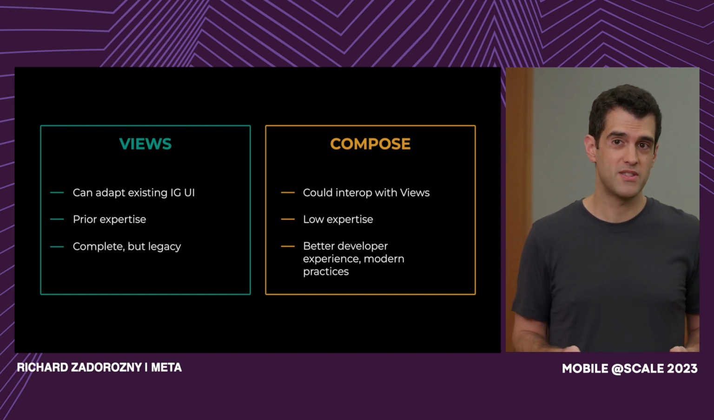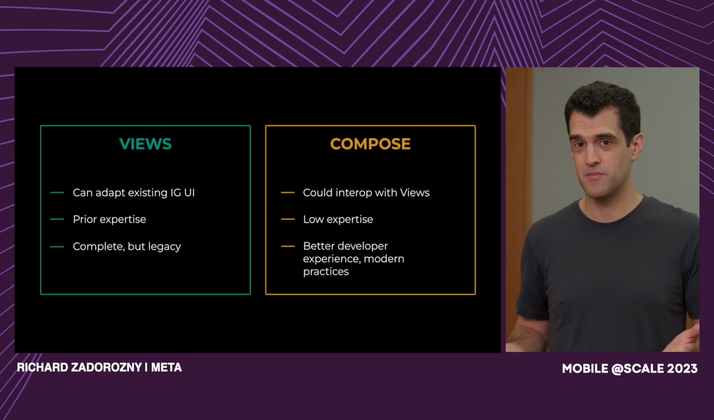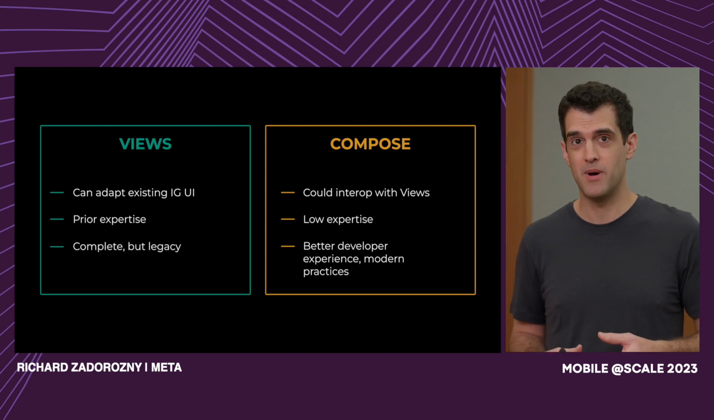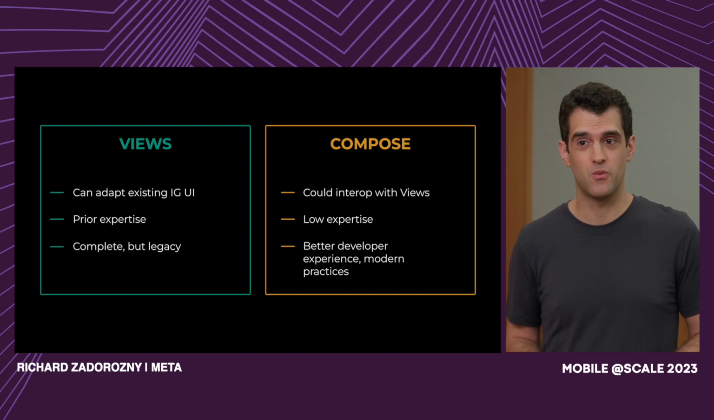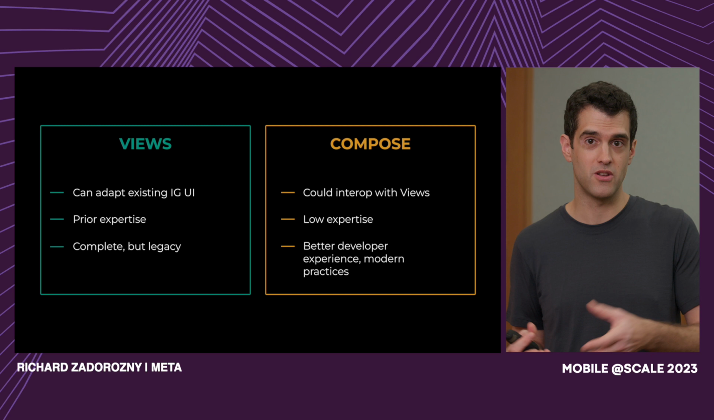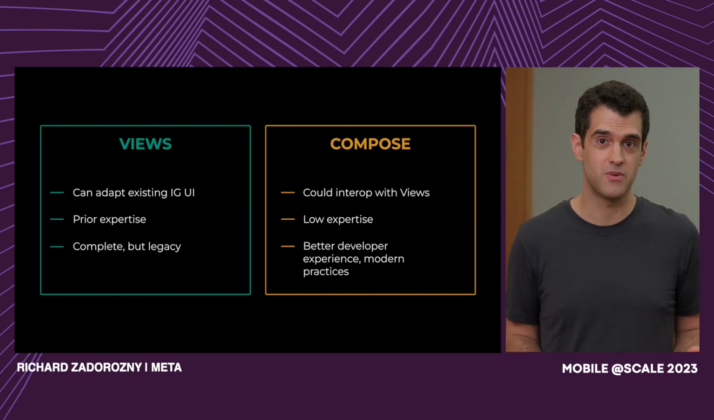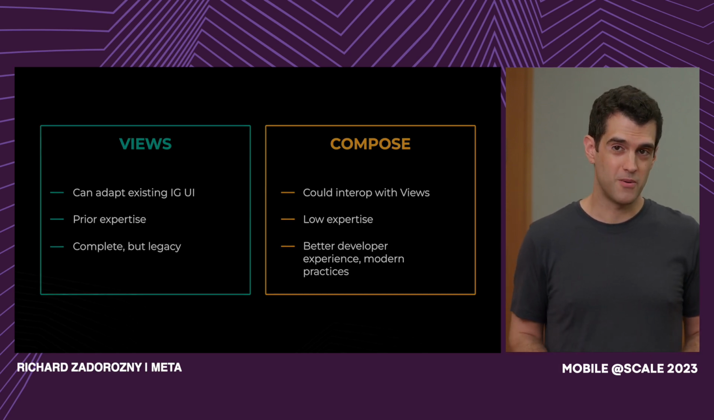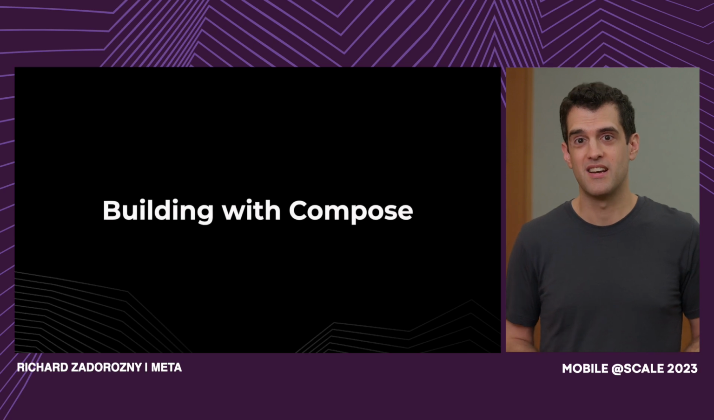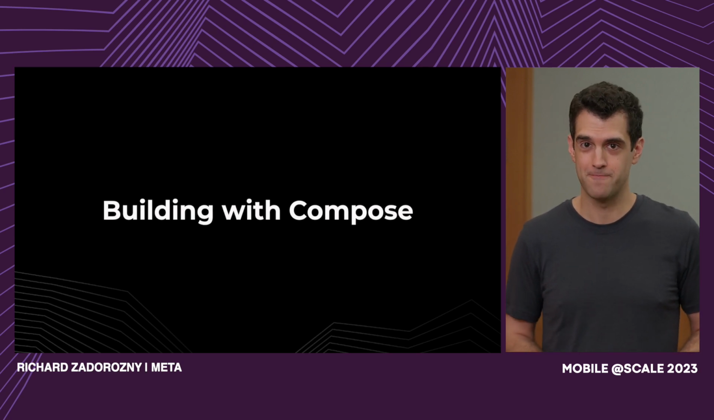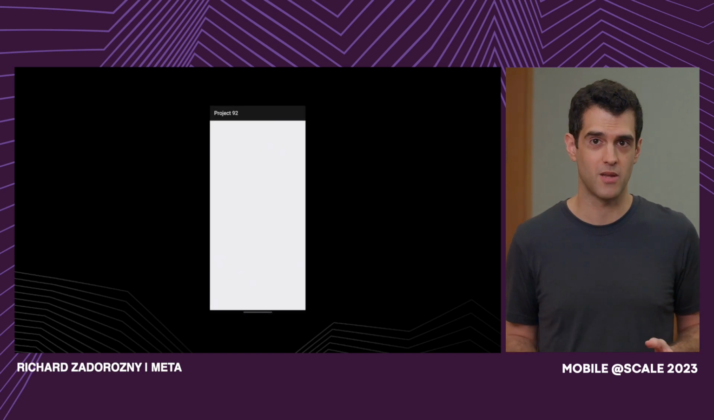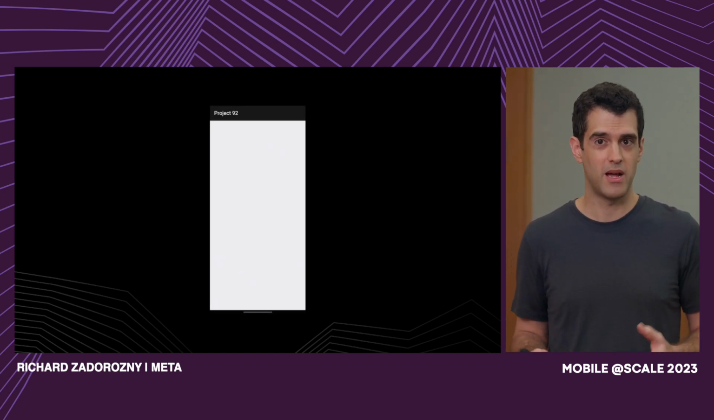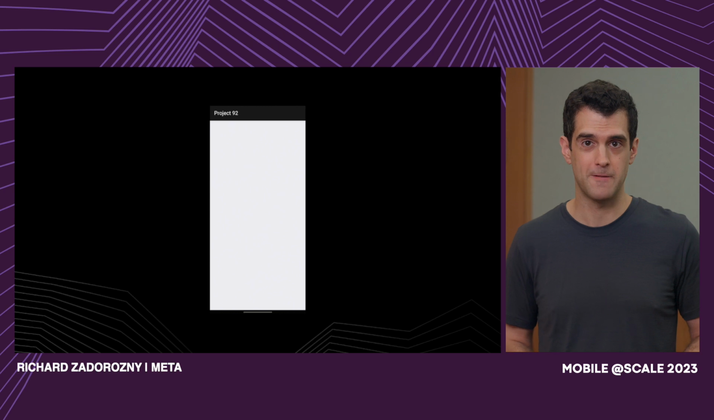So we saw Compose as a risk because there were some unknowns there, but I saw views as a big risk too, because we've seen that trying to refactor and adapt our Instagram UI to something new takes a long time and it's really challenging. So we decided on Compose. So let's talk about how that went. And again, I want to focus on some of the stuff that isn't covered in the Compose documentation, stuff we've discovered by building a big app of this scale.